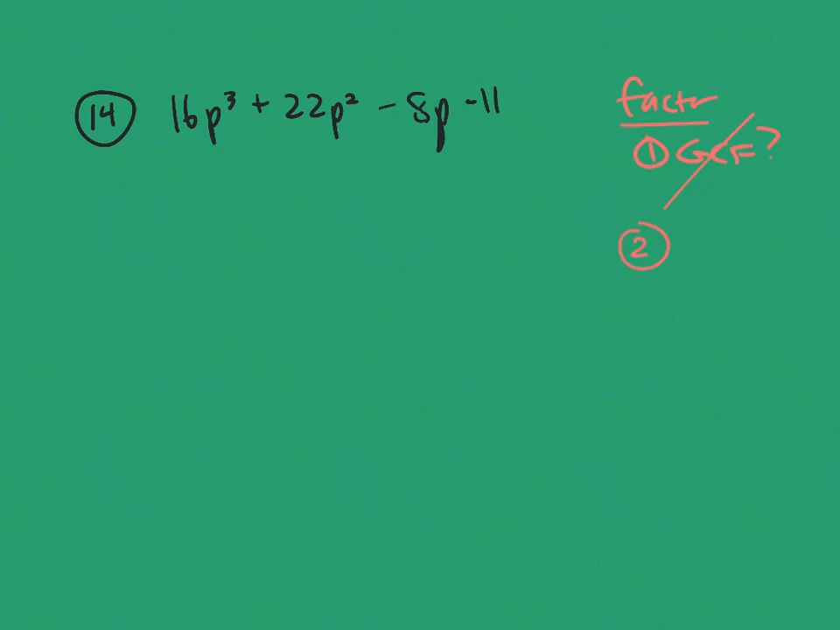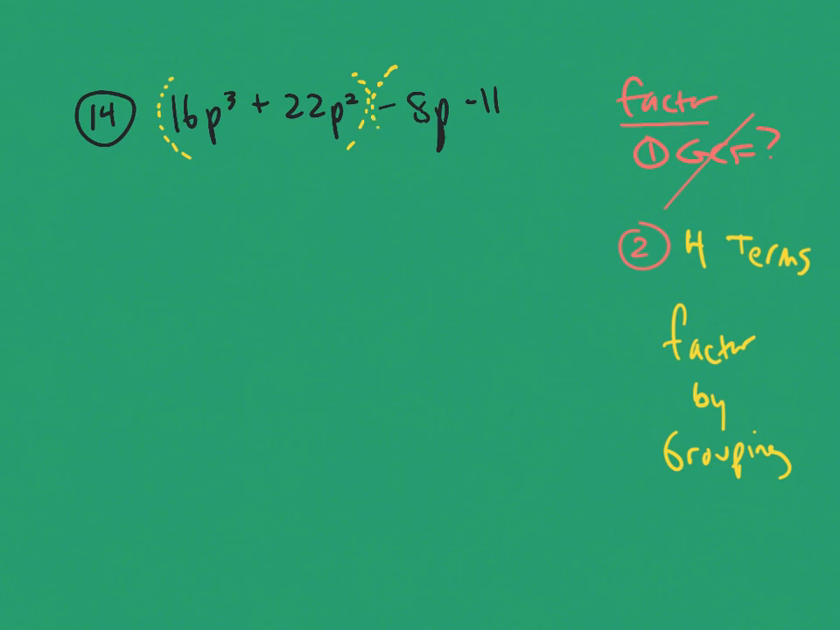Second, it's got 4 terms. So we're going to factor by grouping. So going to group the first 2. Going to group the last 2. And we'll factor them. So in the first pair, we can take out 2 p's. You can take a p squared out of that. You can also take p squared out of that.